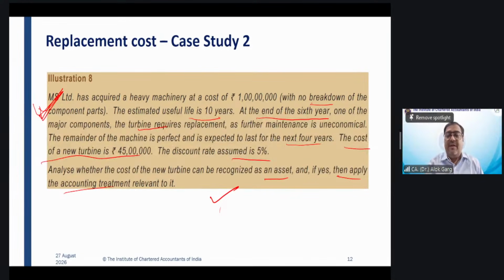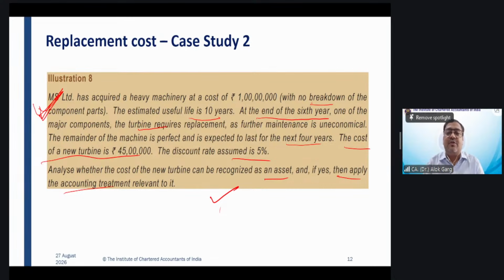Of course, you will add this turbine as a cost of the asset. You will add 45 lakh rupees to the cost of the asset, to the gross block. You will capitalize, but you have to derecognize the carrying amount of the old turbine. So how will you arrive at the carrying amount of the old turbine? First of all, you have to arrive at the gross block of the old turbine. How will you arrive at it?